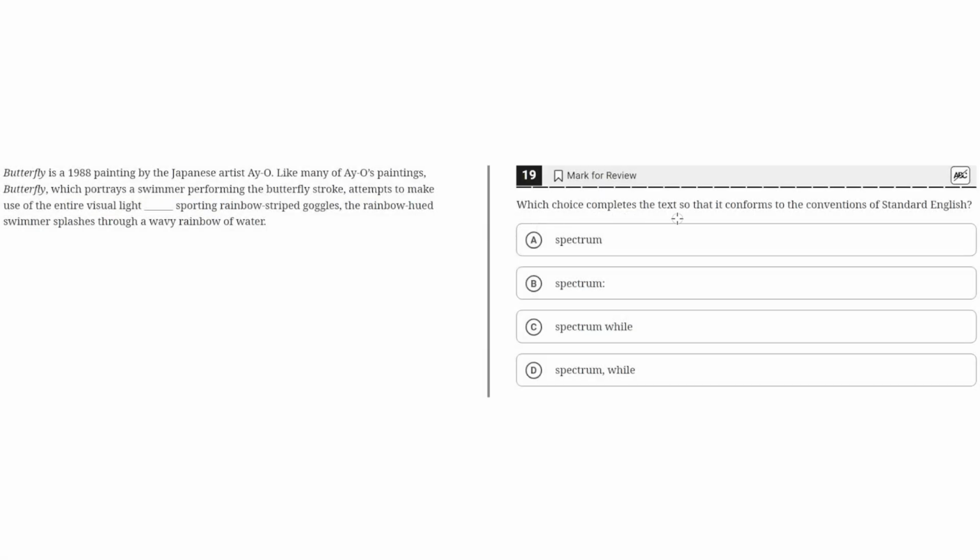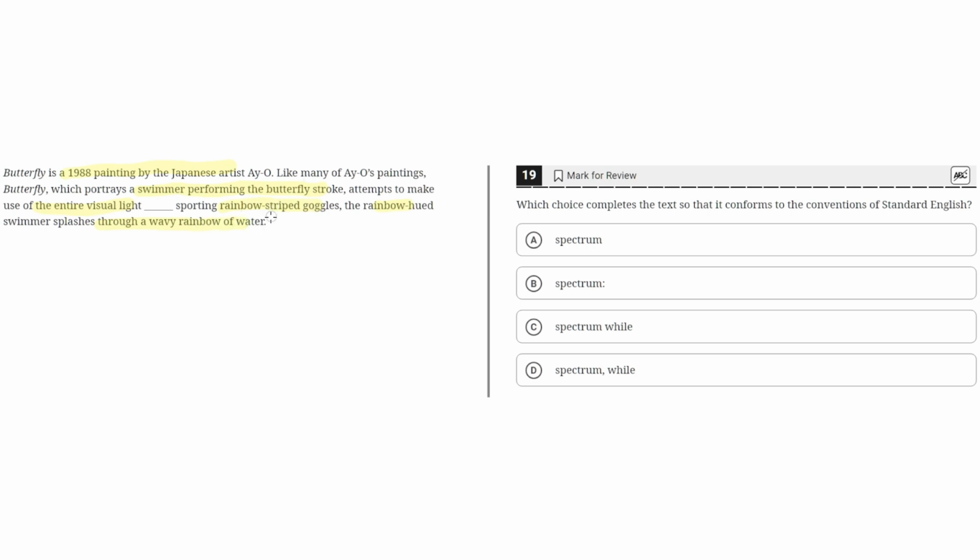Which choice completes the text so that it conforms to the conventions of standard English? Butterfly is a 1988 painting by the Japanese artist A.O. Like many of A.O.'s paintings, Butterfly, which portrays a swimmer performing the butterfly stroke, attempts to make use of the entire visual light spectrum. Blink, sporting rainbow-striped goggles, the rainbow-hued swimmer splashes through a wavy rainbow of water.